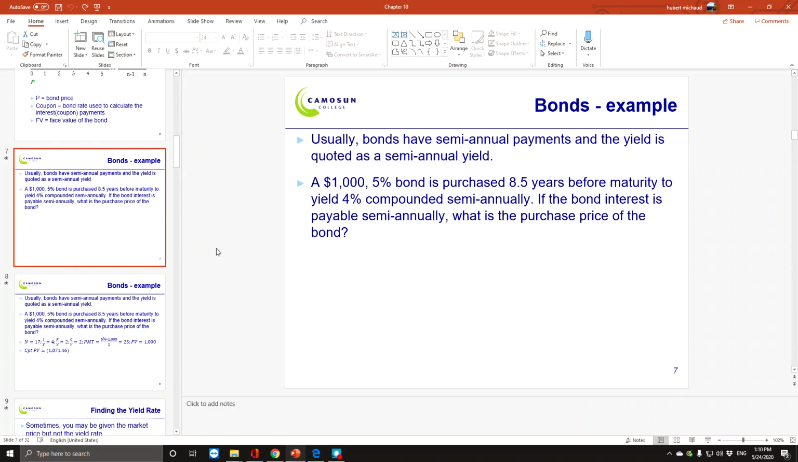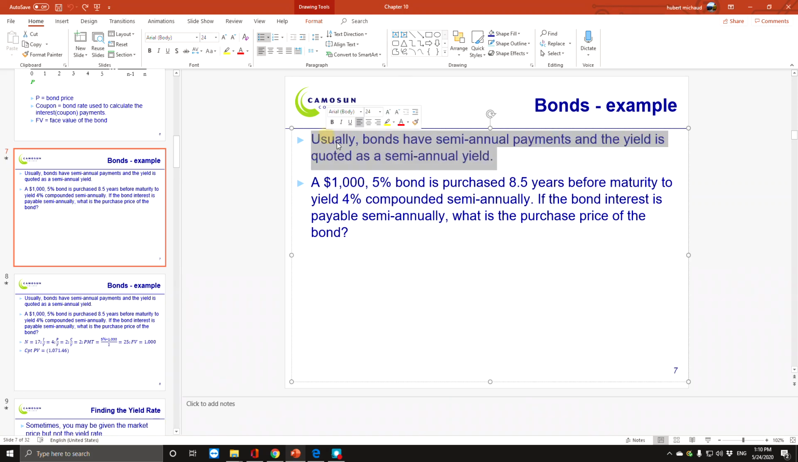So let's do a really quick example here. Bonds usually have semi-annual payments. The interest payments are semi-annual, so usually the yield is also quoted as a semi-annual yield on the bond. So if I ever forget to say it, just assume it's a semi-annual interest rate, compounded semi-annually.